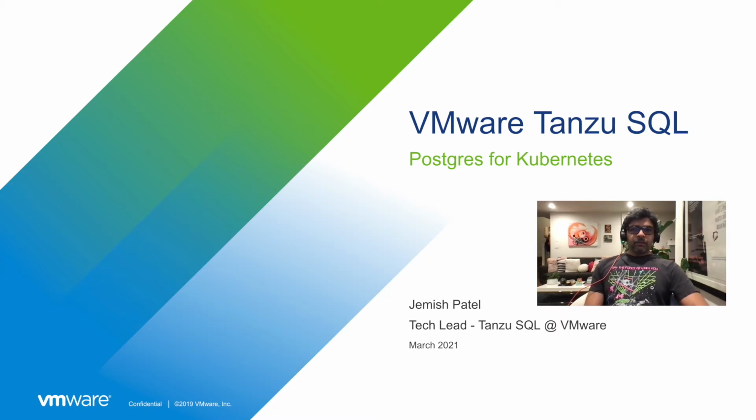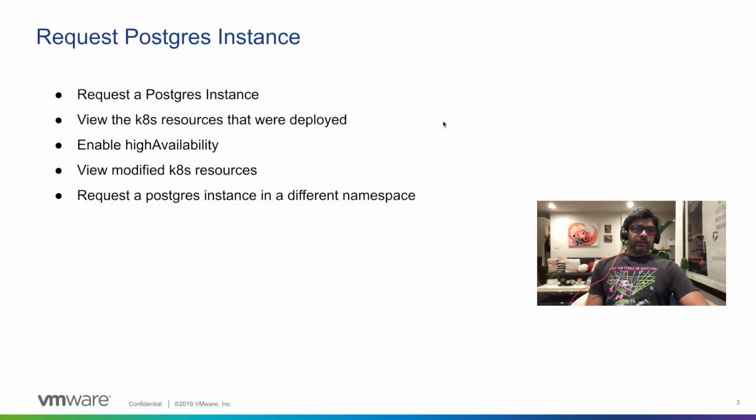Today's demo is going to focus on how we can request Postgres instances once we have a Postgres operator deployed in a Kubernetes cluster. So we will walk through and request a Postgres instance. We will look at all the K8 resources that were deployed. We will enable properties such as high availability and see what the changes are to the K8 resources that were previously deployed, and also deploy a Postgres instance in a different namespace. So let's go ahead and get started.